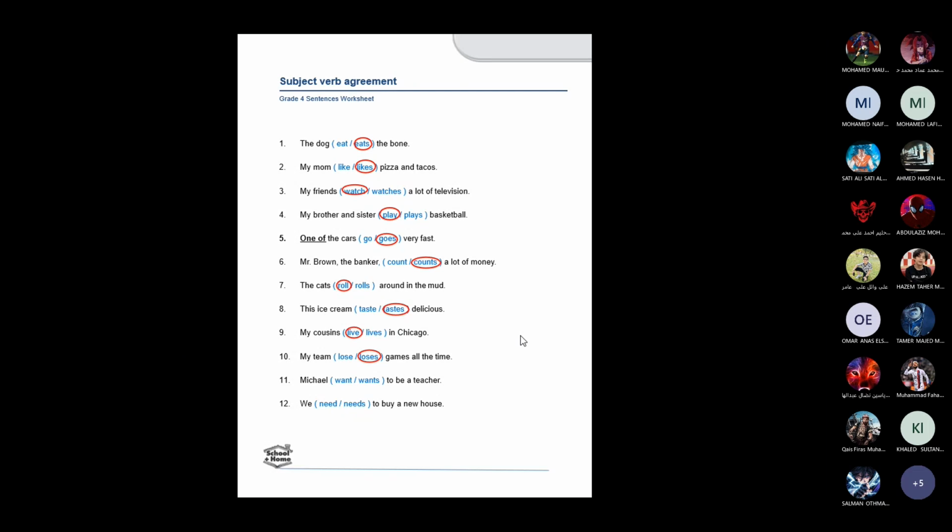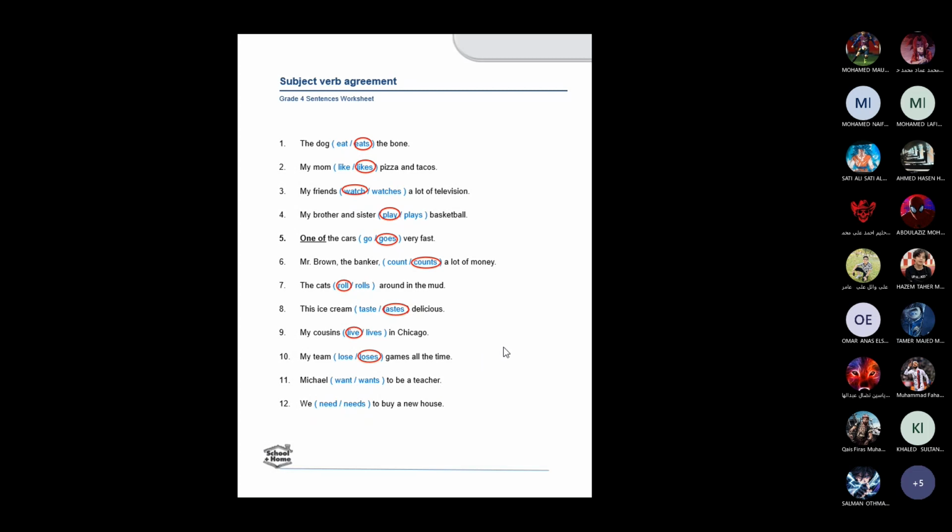Tamir Jabari. Yes, Mr. Number 11, Tamir. Okay. Michael wants to be a teacher. So your choice, which one, the first or the second? The second. Why? Michael is one person. Yes, excellent. Because Michael here is a singular subject, refers to a singular or one person. Excellent. So it will be wants with this. And as we discussed about this point, any verb in this, its subject is singular.